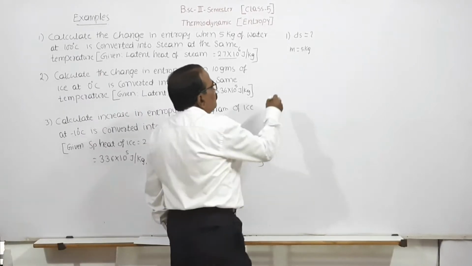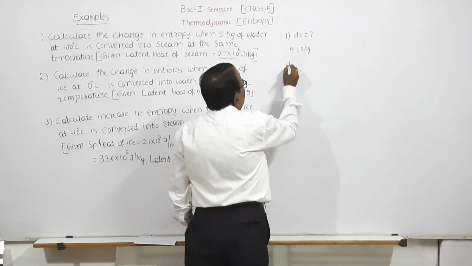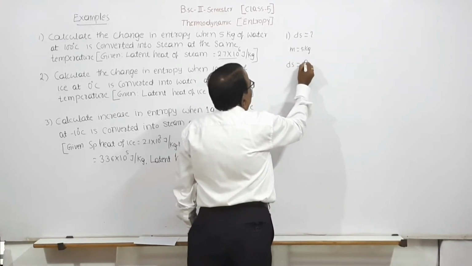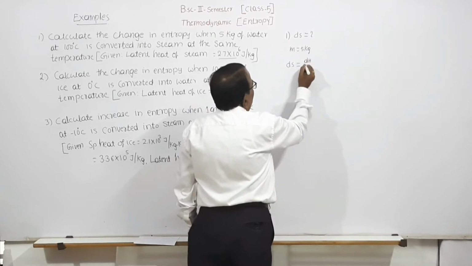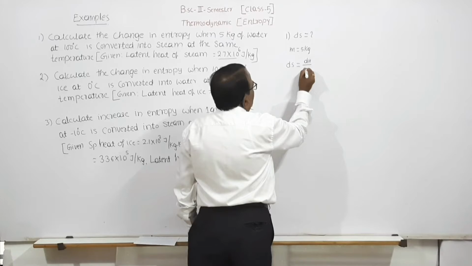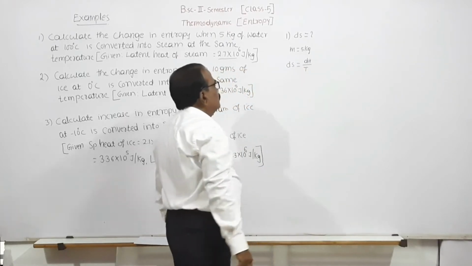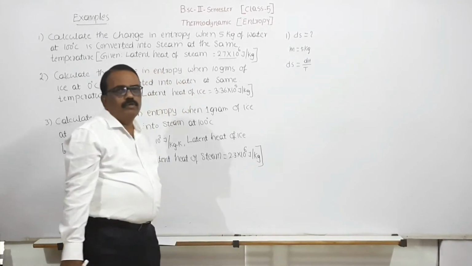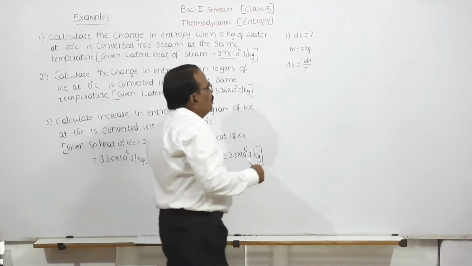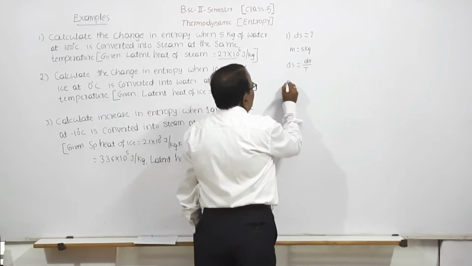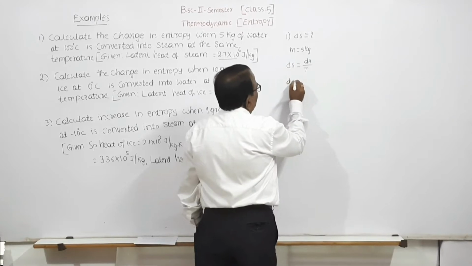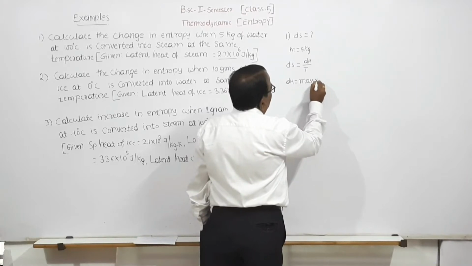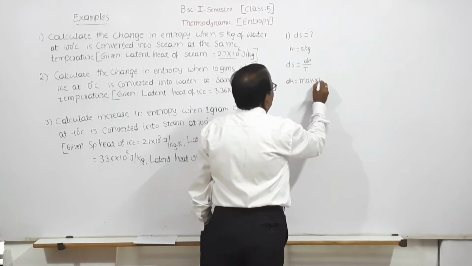Now you know that change in entropy dS is equal to dH, the amount of heat absorbed or rejected, divided by T at constant temperature. So what is dH here? The amount of heat absorbed or rejected. Your dH is equal to mass into latent heat.